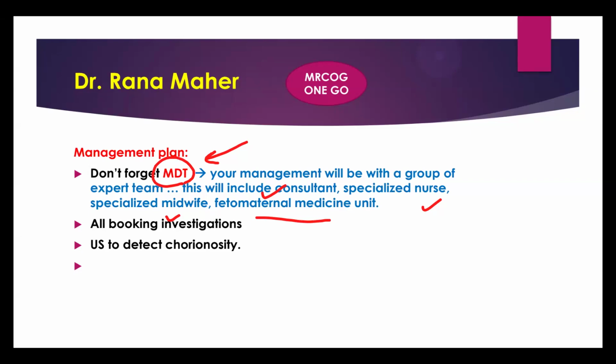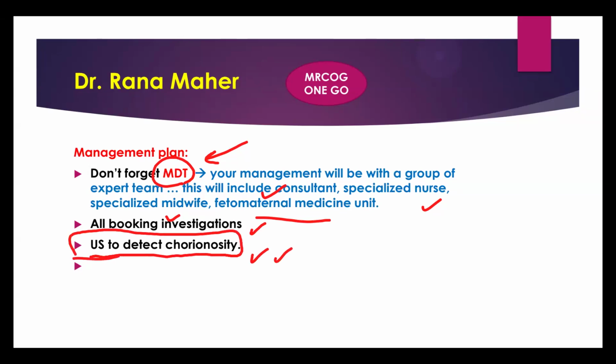What we need to do is ask the patient about booking investigations. If they are done, okay, we will check the results. If not, we will offer her the booking investigations, the blood test. The ultrasound was done for her, and they just told her that it's a twin pregnancy, but we need another detailed scan. Please don't forget it. Another important point in the knowledge.